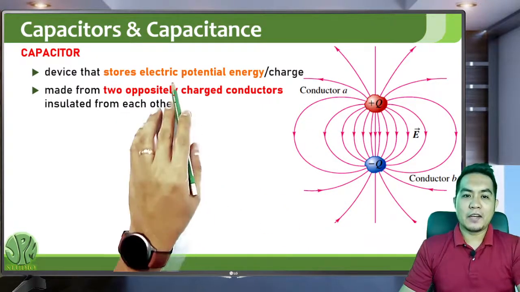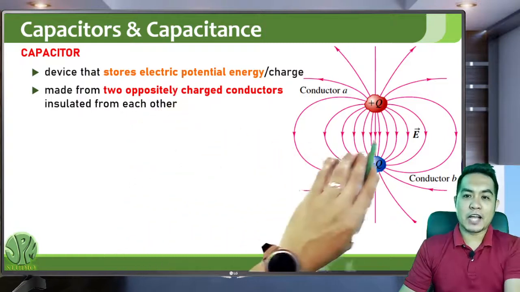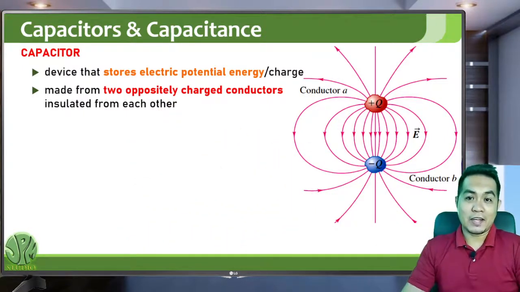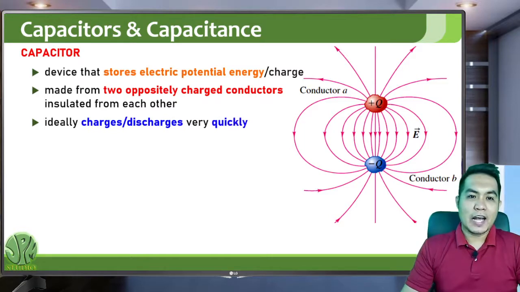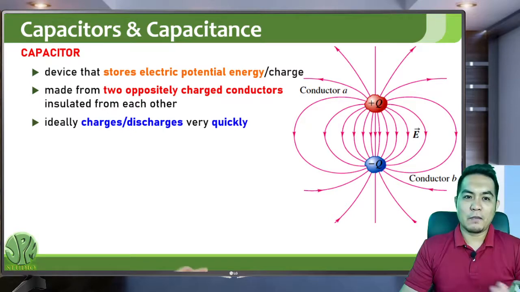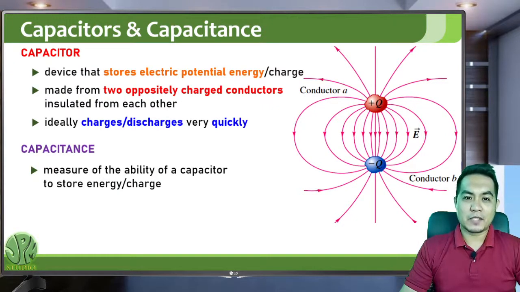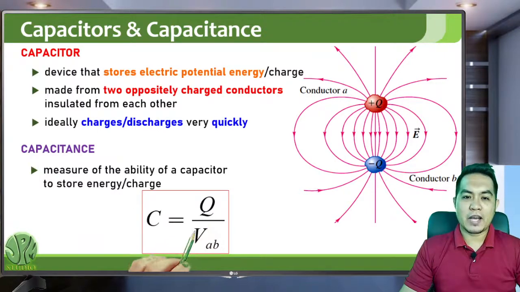The electric potential energy is actually stored within the electric field. A capacitor ideally charges and discharges very quickly. The measure of how much a capacitor can store is given by its capacitance. This is the ability of a capacitor to store electric potential energy and charge. It's given by the charge stored on the capacitor over the potential difference of the capacitor.